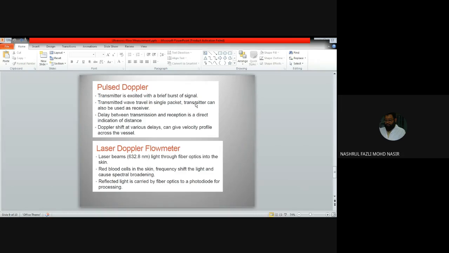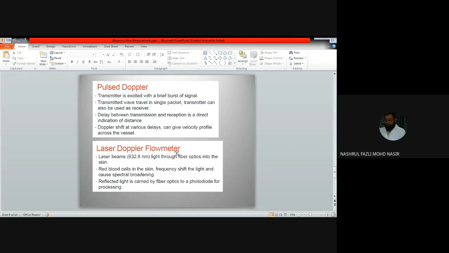This is the last one. Pulse Doppler. The transmitter is excited with a brief burst of signal. The transmitted wave travels in a single packet. The transmitter can also be used as a receiver. This is like one probe that acts as both transmitter and receiver. The delay between transmission and reception is a direct indication of distance. Doppler shift at various delays can give the velocity profile across the vessel.